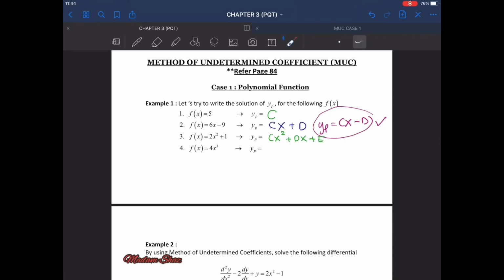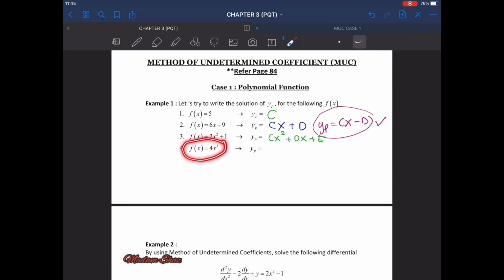Okay. So now you can see the difference between example 2 and example 3. In example 2, the highest power of x is power 1. So we start here with cx power 1 plus d, whereby beside d is x power 0. There is no more x. For example 3, the highest power of x is power 2. So we start here with cx power 2, dx power 1, plus ex power 0. So we start with the highest power of x and then we reduce until there is no more x.